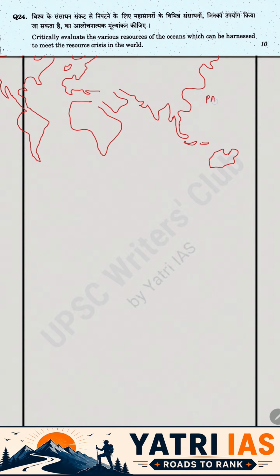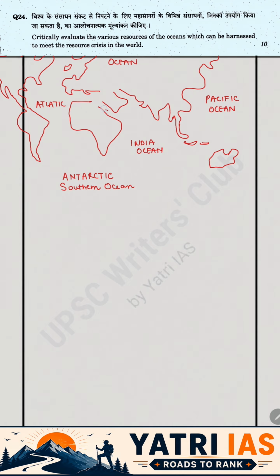This is Pacific Ocean. This is Indian Ocean. This is Southern Ocean. This is Atlantic. And above you see Arctic Ocean as well. So these are the main water bodies.